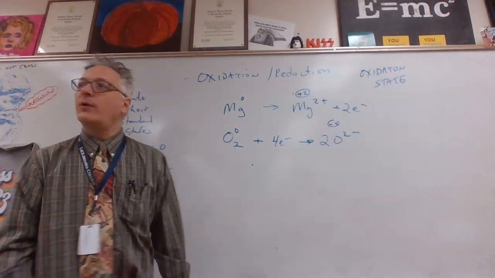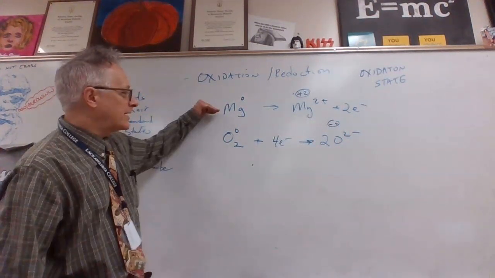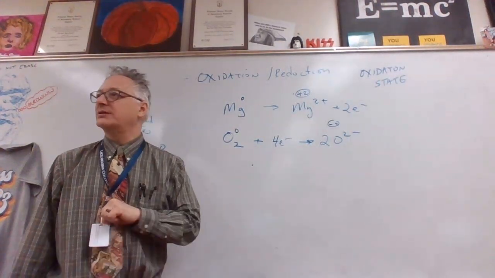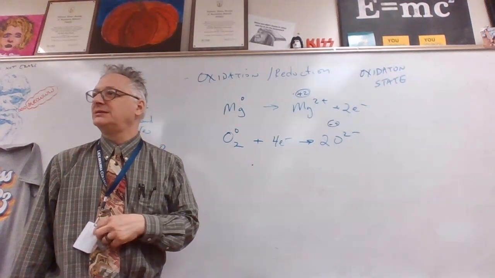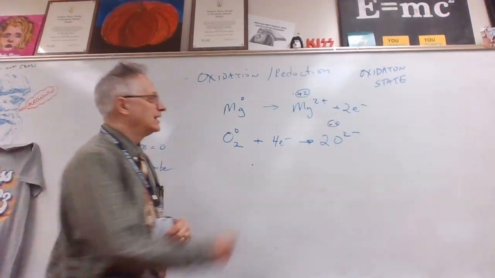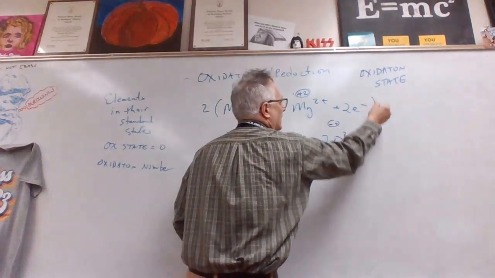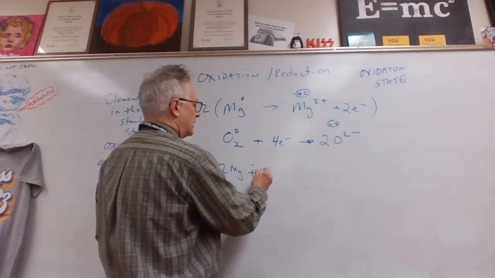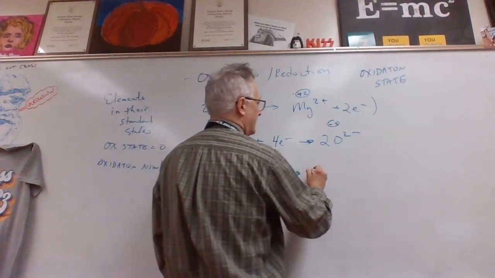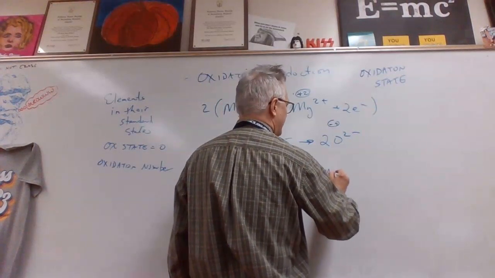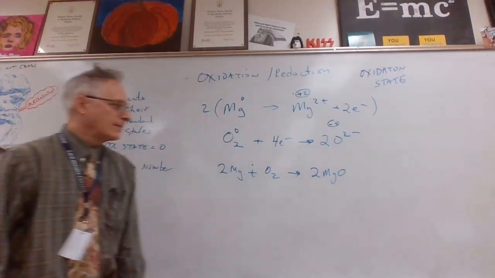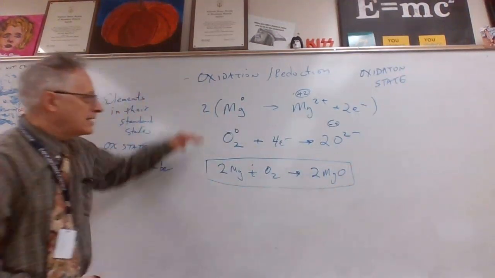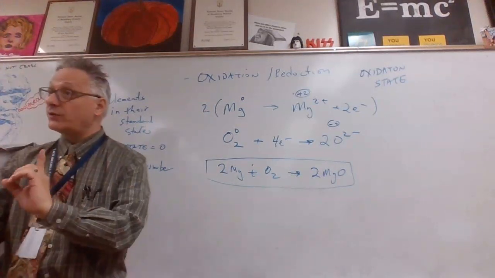Now, if I want to balance this equation, what do you think I'm going to do? If I want to add these equations, how can I get rid of all the electrons? Correct, yeah, multiply that by 2, and then we're going to have the overall reaction, 2 magnesiums plus O2 to give 2 MgO. So when you look at these types of reactions, you don't necessarily need to go through these steps, but just learn to identify them.